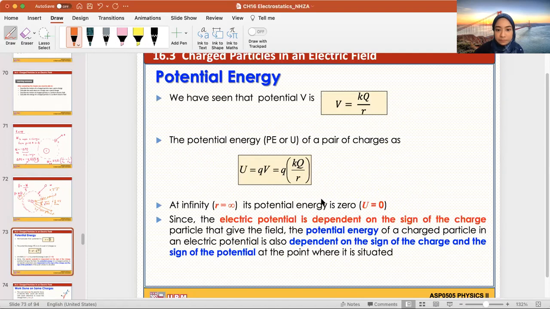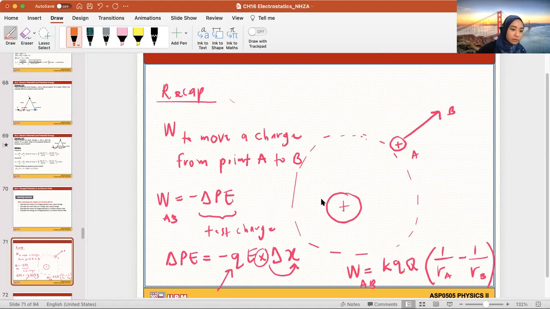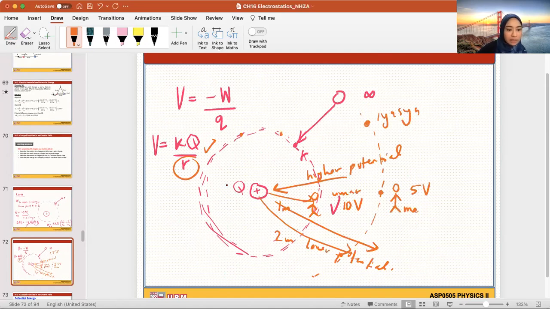Okay, oh, I forgot about this equation. Oh, this is the next subtopic that we talked about briefly yesterday. Wait, nak check jap. Okay, V is scalar. We have not talked about that yet. So new slide.